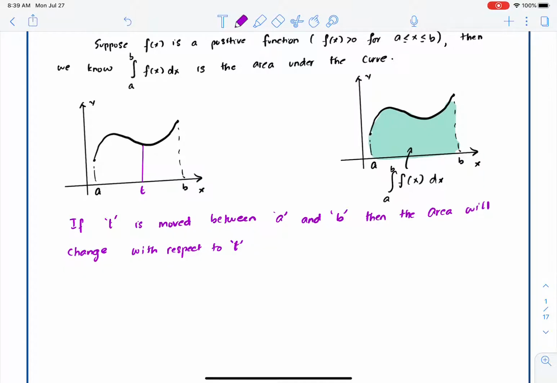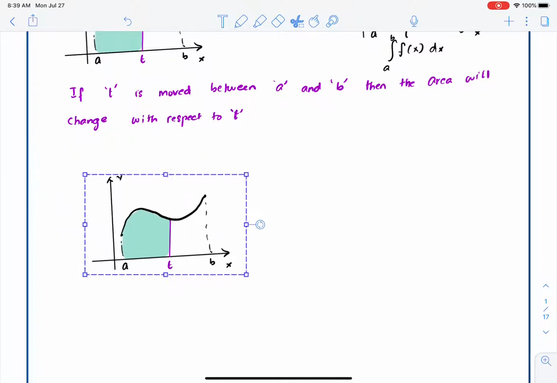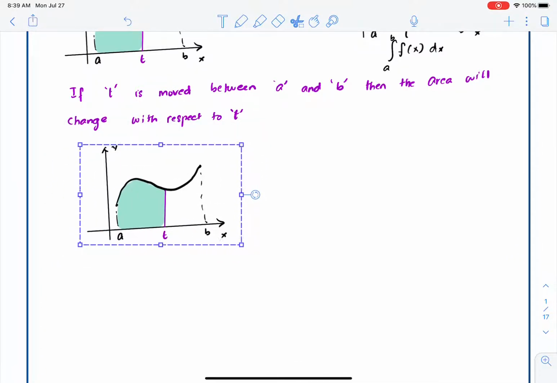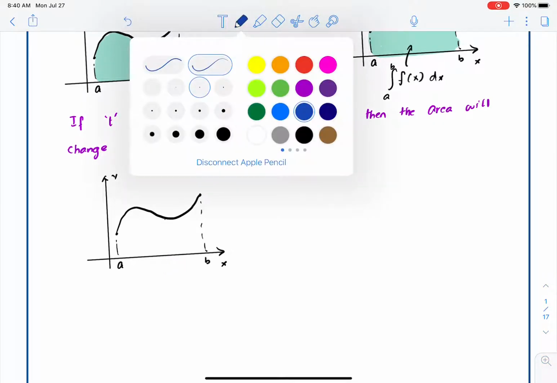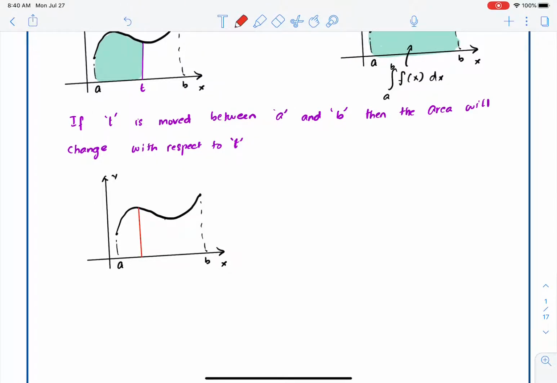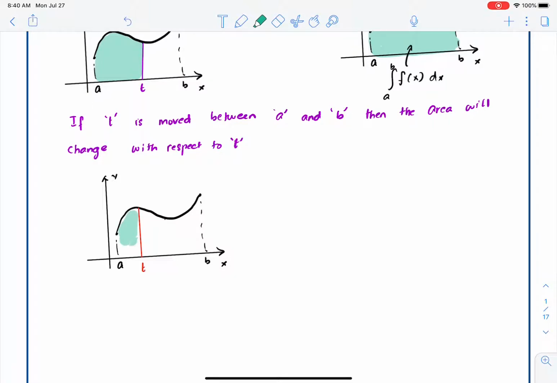So if t is right over there, then the area would be all of that. And if I move that t a bit, and let's say I drew it over here, then the area under the curve would be that.